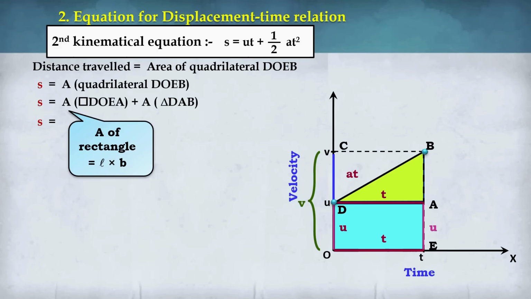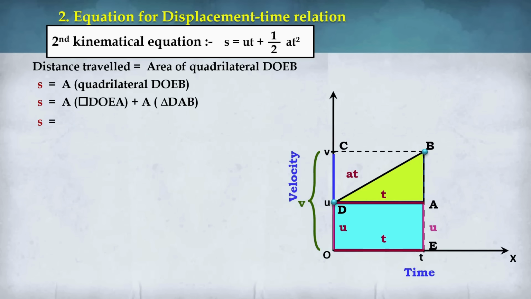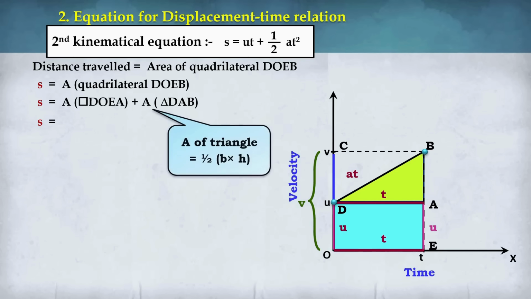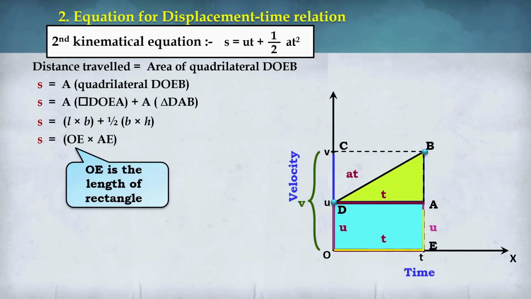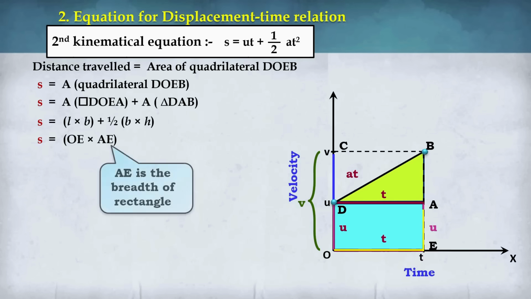The area of a rectangle is equal to length multiplied by breadth. In the graph, the length of the rectangle is represented by the line OE, which corresponds to time t. The breadth of the rectangle is represented by the line AE, which corresponds to the initial velocity u. Therefore, the area of the rectangle becomes u multiplied by t.